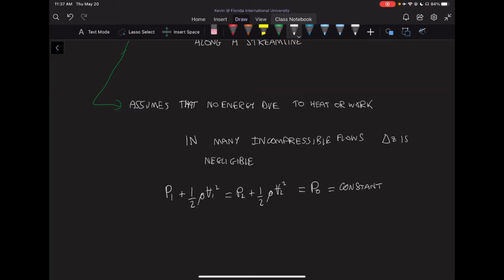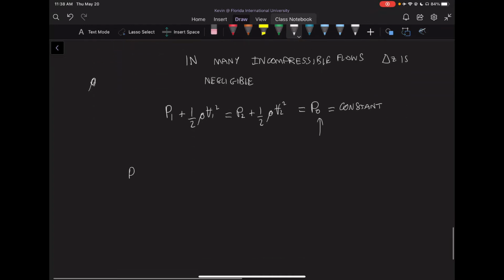So we simplified the equation, and what we did is we multiplied the equation through by density. So we multiplied all the terms by density so that we could get rid of the P1 over density. And this term can be called P0. So we created a new term called P0. P0 is actually called the stagnation pressure. So we call this term the stagnation pressure.